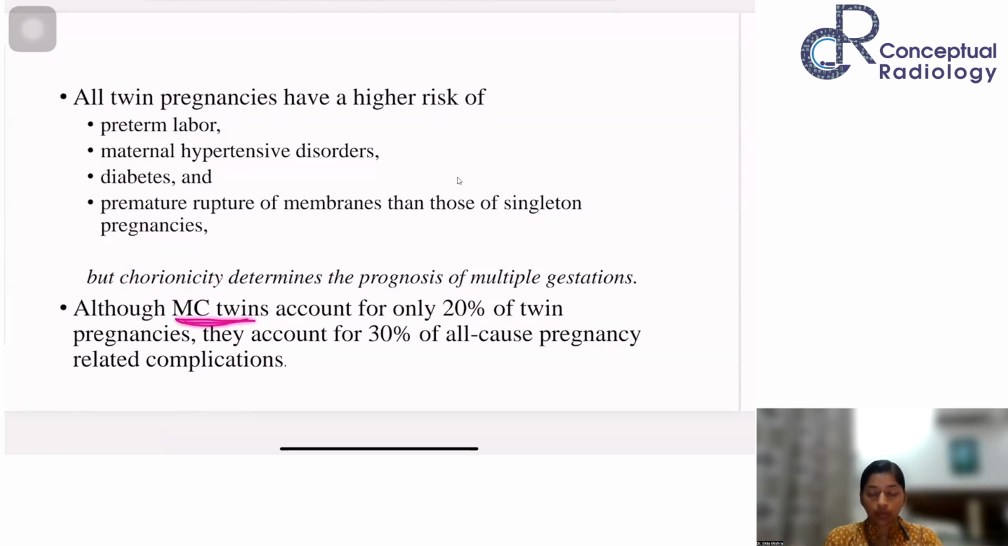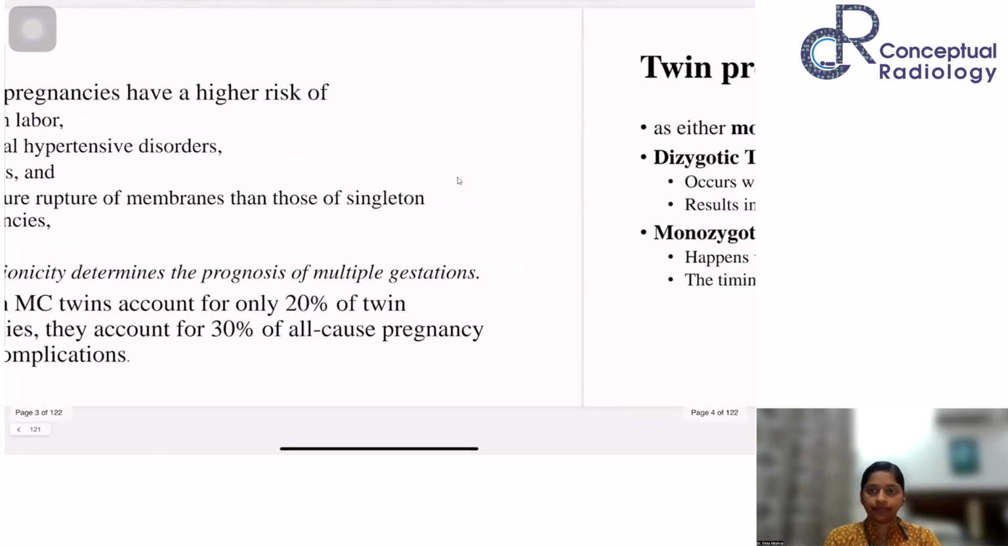Although the monochorionic twins account for only about 20% of the twin gestations, they account for 30% of all the pregnancy related complications. So you know now why monochorionic twins are being studied as the majority of this lecture, because they are the ones which are going to cause these complications.